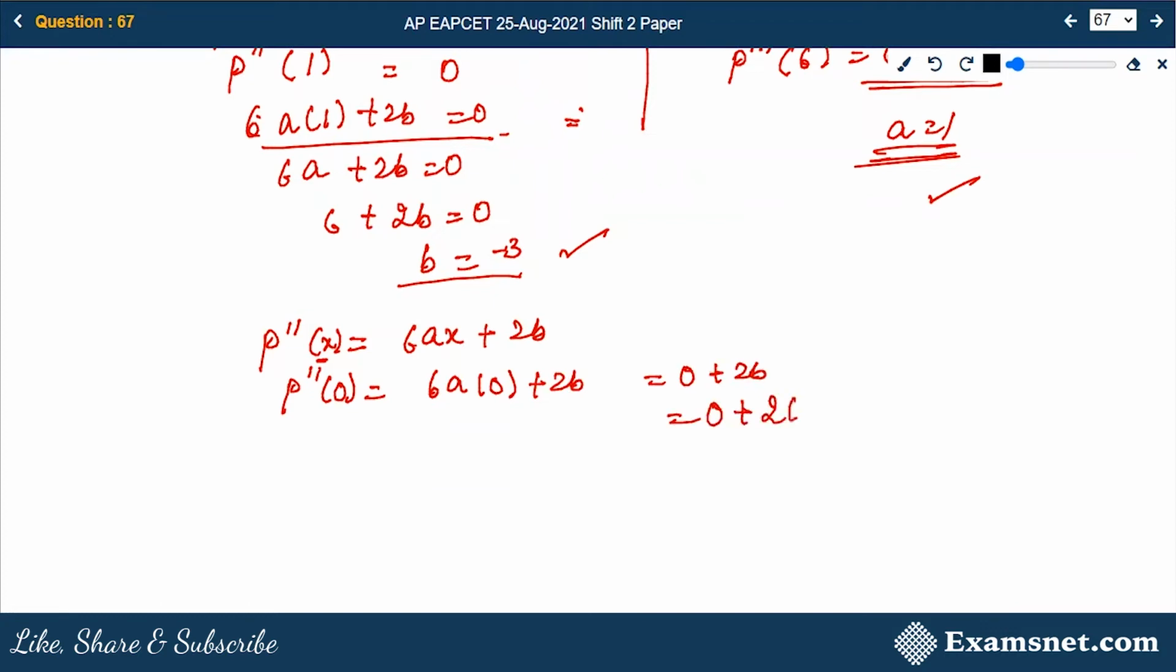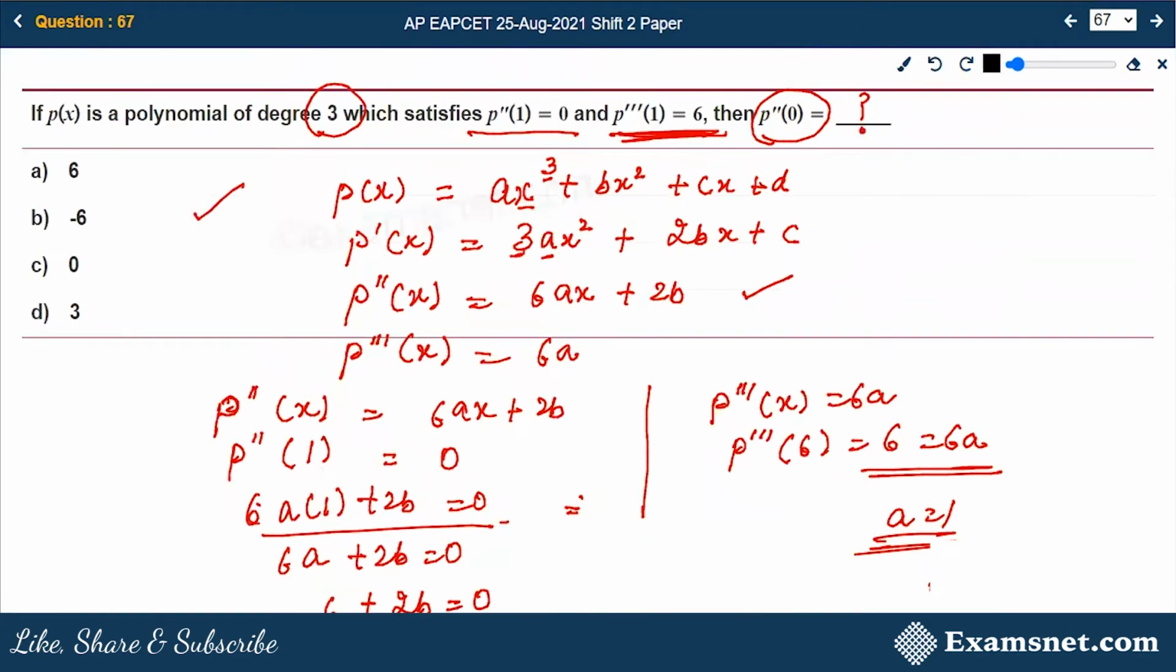The b value was minus 3, so 2b is equal to minus 6, right? Therefore, the second derivative of the polynomial at x equal to 0 is minus 6. Thus, the answer is option number B. Let's go to the next question.